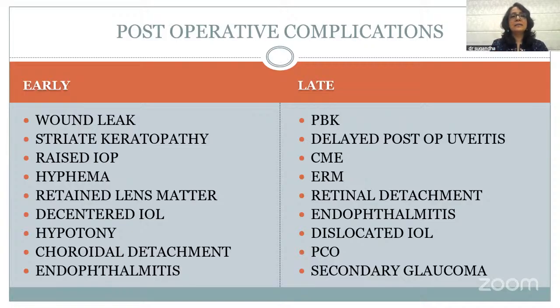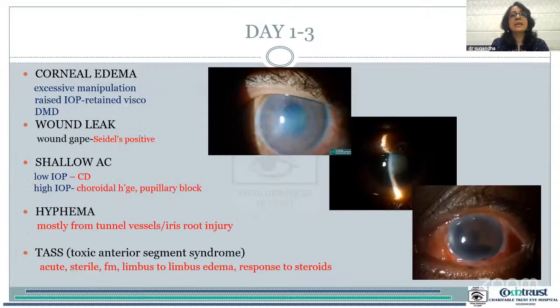So I have divided again into early and late situations. Early being day 1 to 3. So you would have corneal edema. The first picture shows not a very alarming kind of edema. It should resolve in about 3 to 4 days or a maximum of a week's time, and it usually happens due to excessive manipulation or retained viscoelastic.